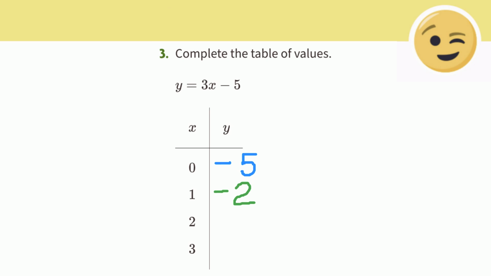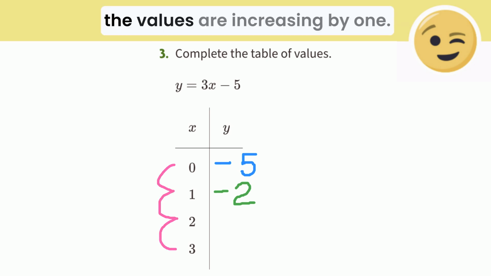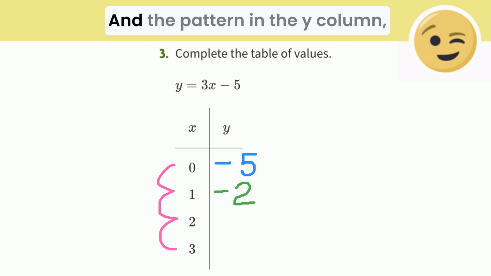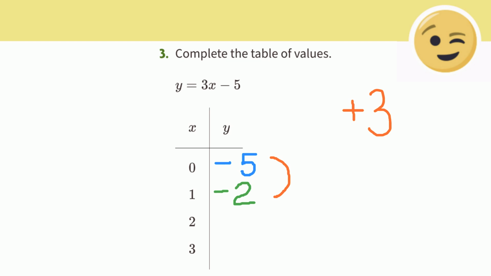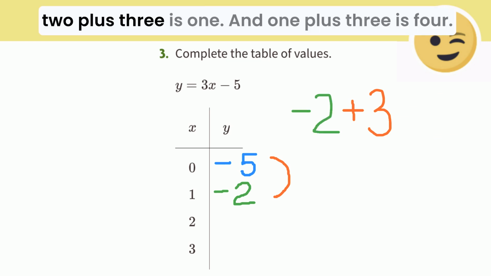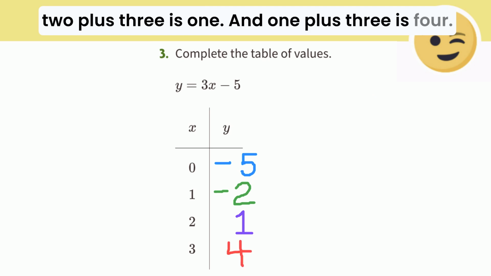I notice a pattern in the x column. The values are increasing by 1. And the pattern in the y column, the values are increasing by 3. Negative 2 plus 3 is 1, and 1 plus 3 is 4.